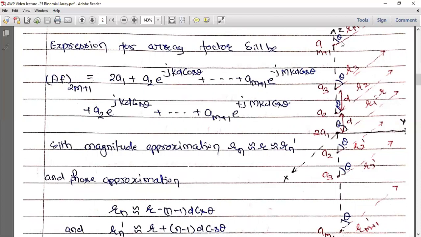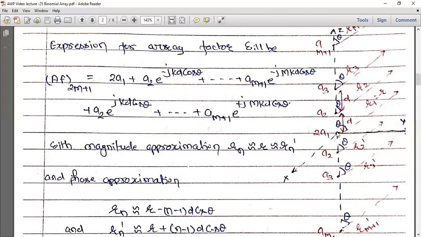In this manner, one of the elements, with magnitude Am plus 1, is placed at md, and similarly at position z equals md and z equals minus md, as you can see. And these mth elements both have the same magnitude Am plus 1 and Am plus 1. Purposefully, we consider that the first element is provided with magnitude 2a1. This will help us to write a compact array factor expression. That's why we consider the excitation of the first element placed at the origin as 2a1, and the remaining things are the same.